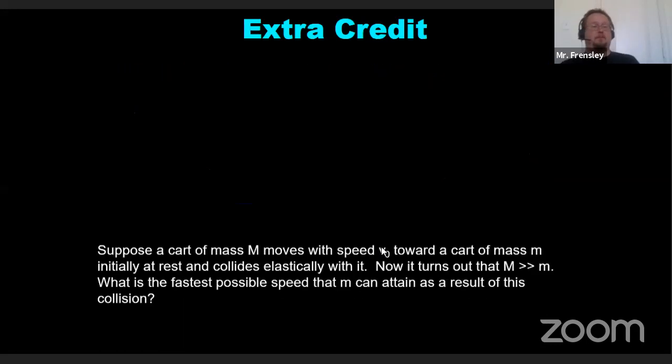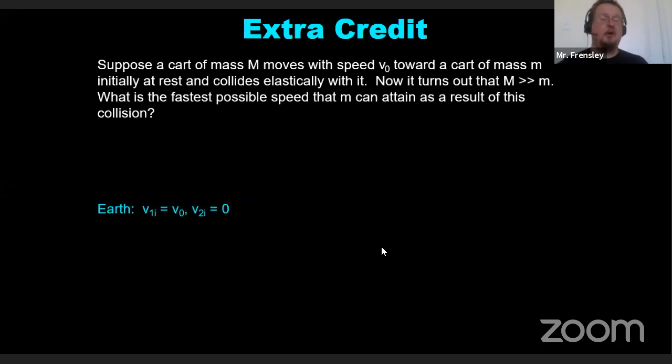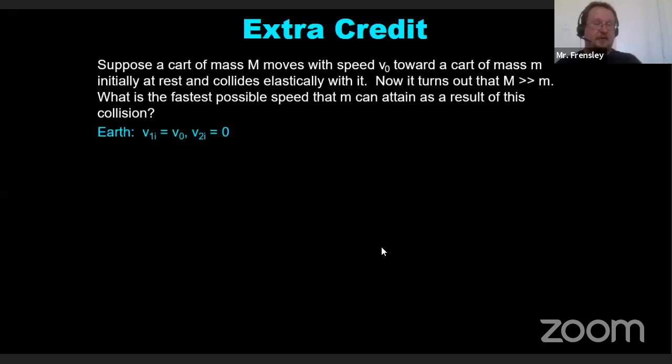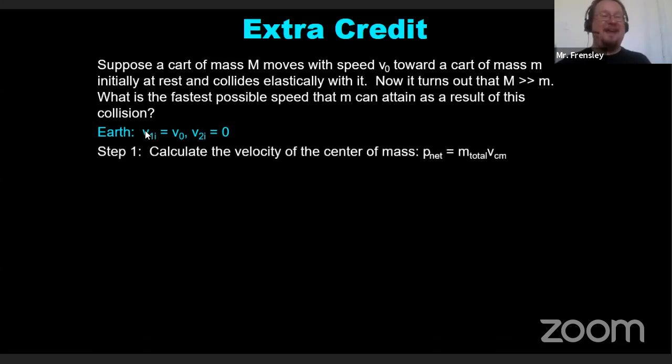v0. So what I'm going to do is apply the same steps that I just did for y'all. And I'm going to make one little argument in there. You'll see what it is in a moment. So V1 initial, so this is the littler mass. Excuse me, this is going to be the bigger mass now. So V1, 1 is going to be the big mass and 2 is going to be the small mass. So the big mass is going V0, the small mass is not moving at all in the Earth frame of reference. So let's calculate the speed of the center of mass.